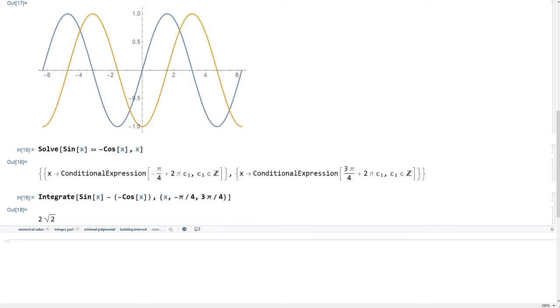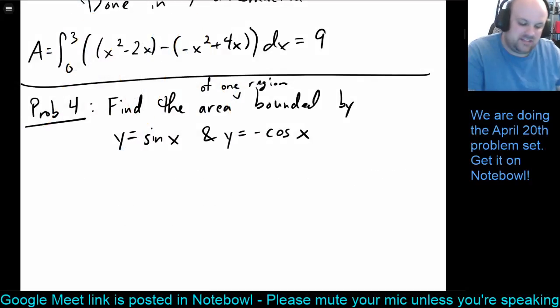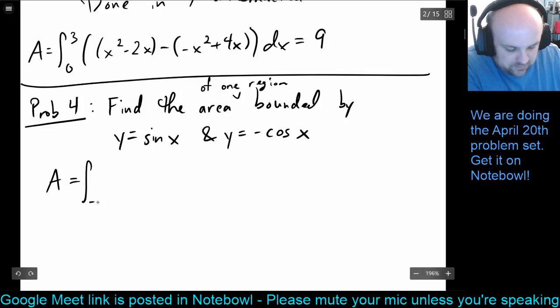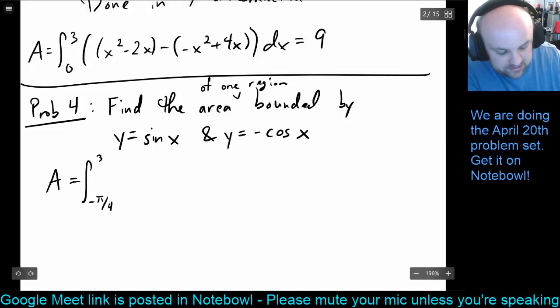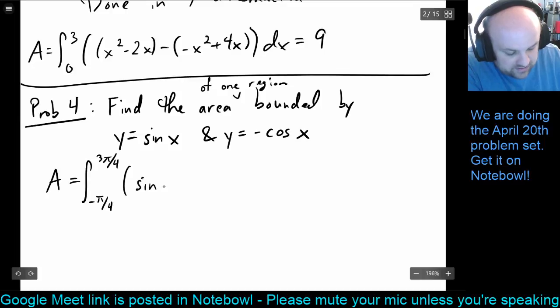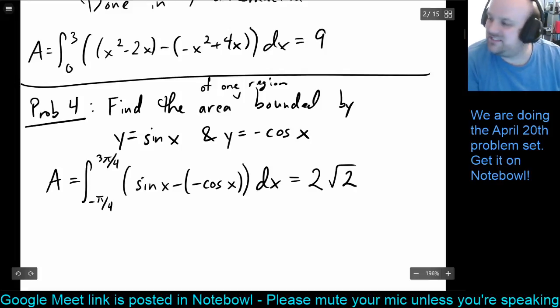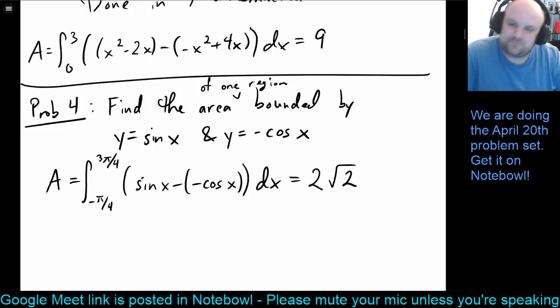So let's go back over to the tablet. So we found that the area is the integral from minus pi over 4 to 3 pi over 4 of sine of x minus negative cosine of x. Oops, that's not a pi, is it? And we found out that's 2 square root of 2. I don't know why I wrote square root of x. All right. Any question there at all?